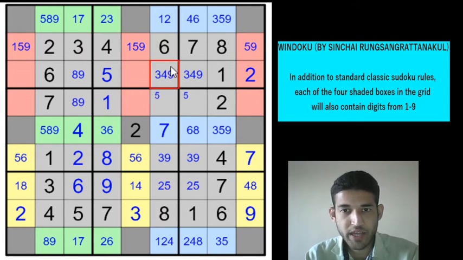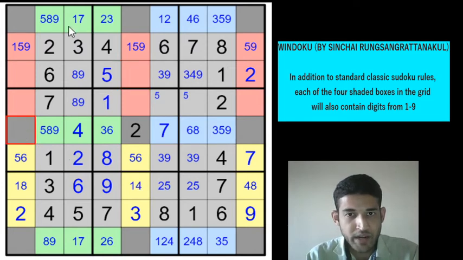Okay, we have a 4 here, we can remove the 4 from this cell, so this will be a 3 or a 9. 7 has to be in one of these two cells to satisfy the 7 in the red cells. And 3 has to be in box 4, in one of these two cells.